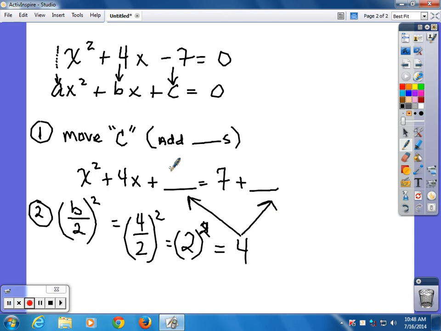And that 4 goes here and there. So I'm going to put that in red. There's my 4. I'm going to make that red. And that 4 goes here and there.